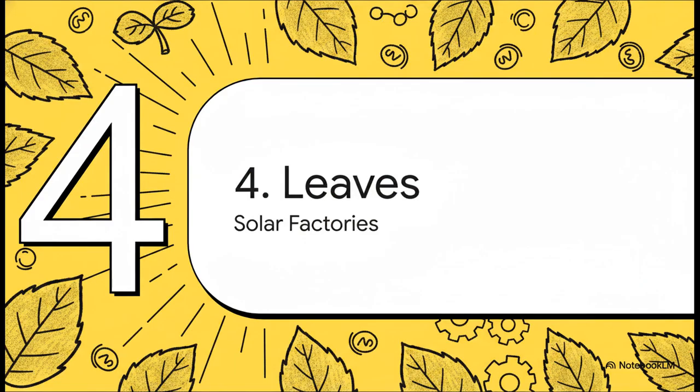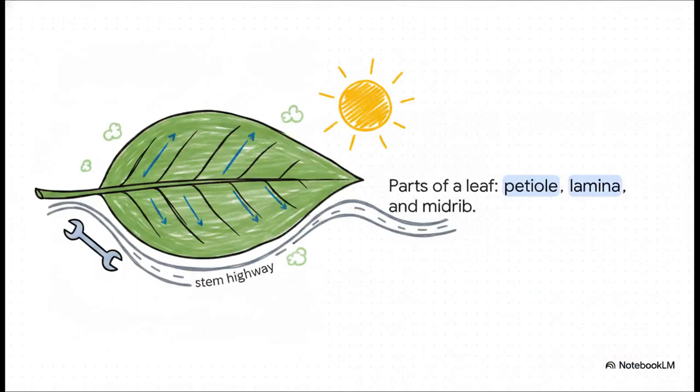Which brings us up to Section 4. Leaves, the solar factories. Every good factory needs a solid structure, right? Well, the leaf is no different. The leaf attaches to our stem highway via a stalk called the petiole. This stalk holds up the main event, the lamina, or leaf blade. This is the flat, green, expanded part of the leaf, the actual solar panel that traps the sun's energy using that famous green pigment, chlorophyll.